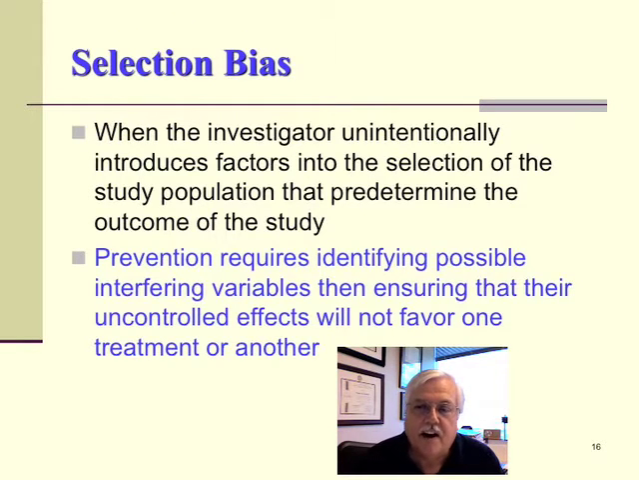When the investigator unintentionally introduces factors into the selection of the study population that predetermines the outcome of the study, this is called selection bias. Prevention requires identifying possible interfering variables, then ensuring that their uncontrolled effects will not favor one treatment or another.